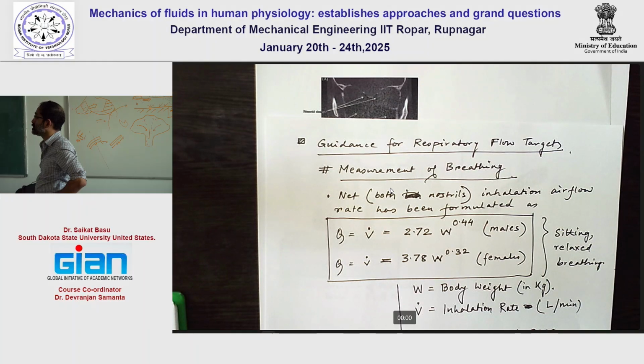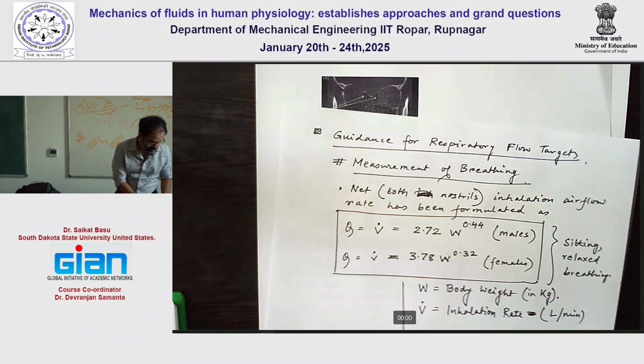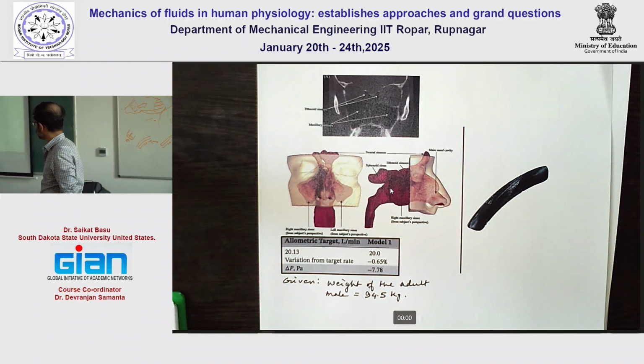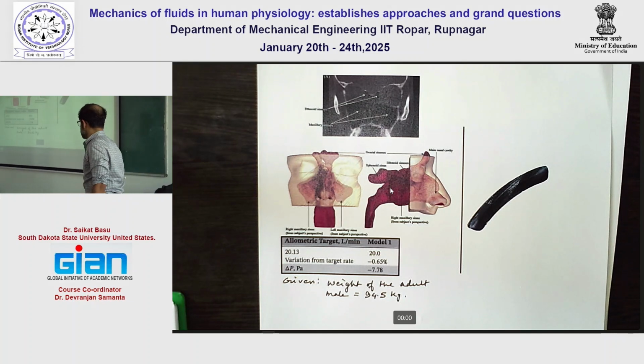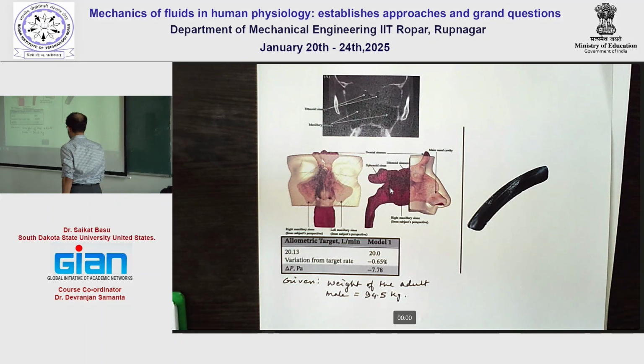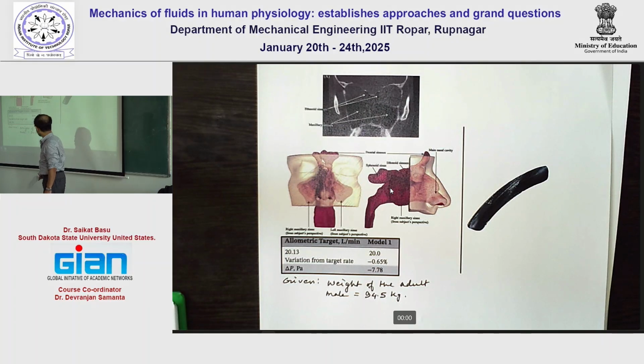How much? 20.1. 20 point? Yeah, so I'm right. So this is what we had. We ran the CFD simulation targeting the flow at 20.13 liters per minute. What we achieved was slightly different. We achieved around 20 liters per minute, and that 20 liters per minute was developed under a pressure gradient of 7.78 pascals. So that's the CFD result. A pressure drop of 7.78 pascals led to a flow rate of 20 liters per minute.